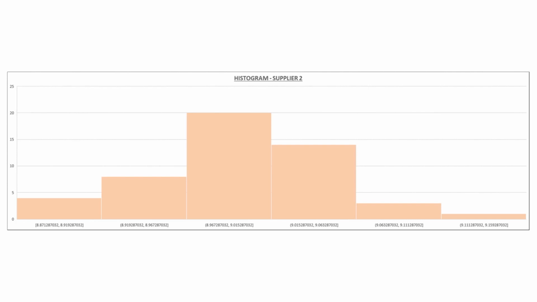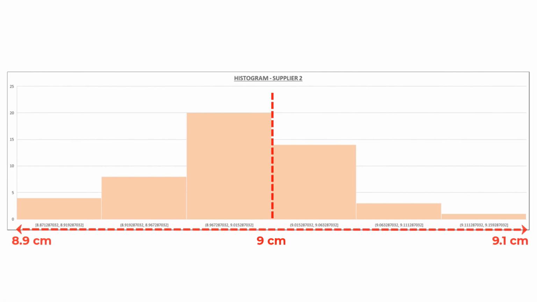In this histogram 2, the average is around 9 centimeters, just like the previous histogram, but you will see that the spread of this histogram is between 8.9 centimeters to 9.1 centimeters. This diameter is very close to the process requirement of 9 cm and the variation is way lesser than the histogram seen for Supplier 1.